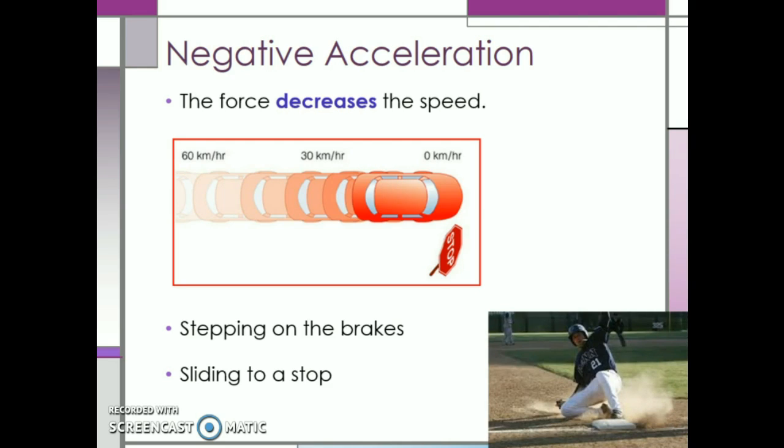In both of these examples, the force decreased the speed to 0, but we can still have a negative acceleration where we don't come to a complete stop. As an example, this might be if you are driving down the highway, but you approach a town where the speed limit is reduced, so you decrease your speed, but you don't come to a complete stop.